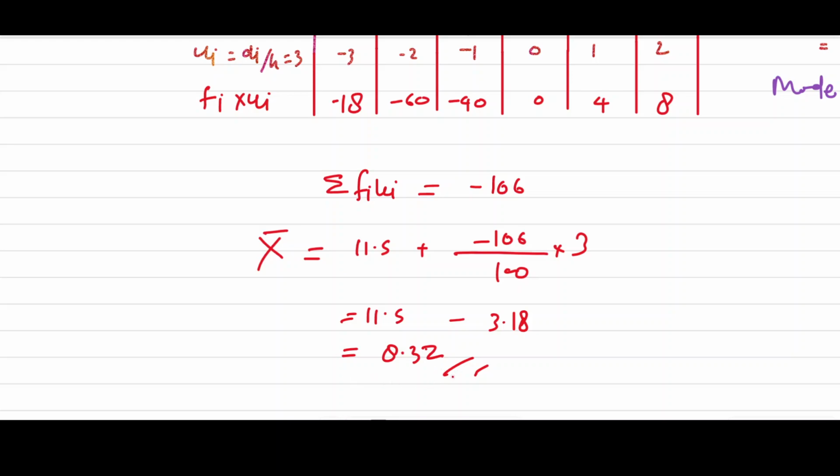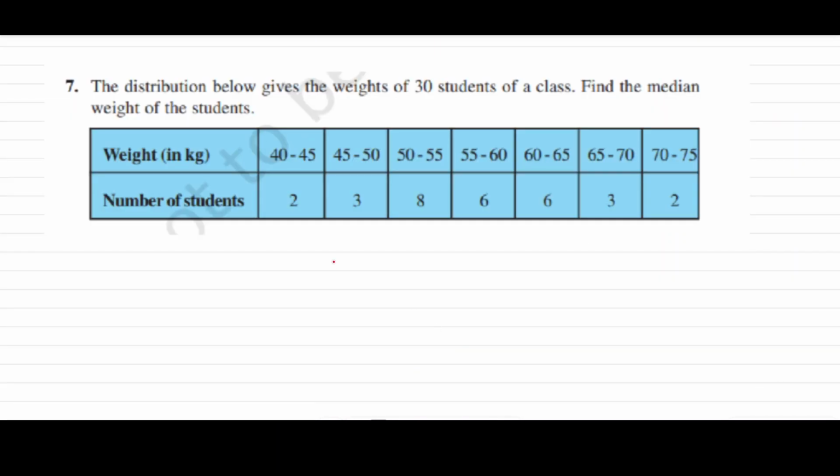Now move on to the next question. This is the seventh question. The distribution below shows the weights of 30 students of a class. Find the median weight of the students. Okay, this weight is continuous. Now the number of students is given, so this will be fi. Now this will be the class interval.